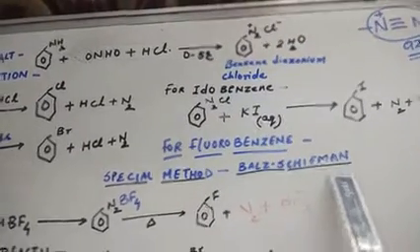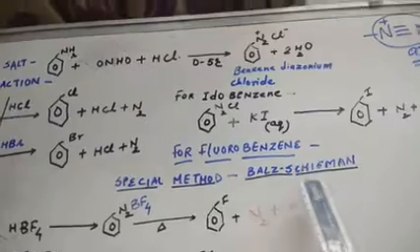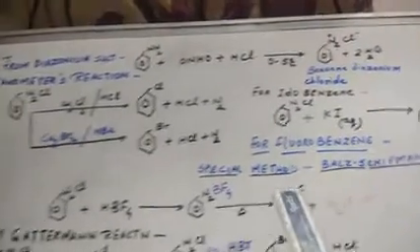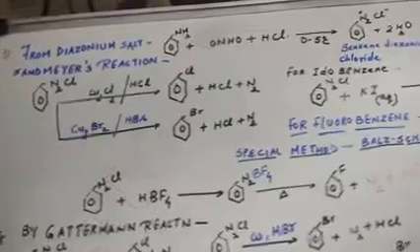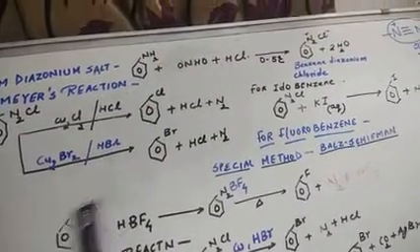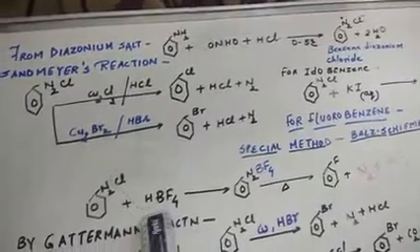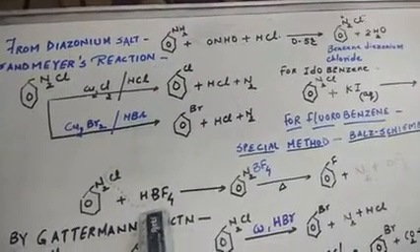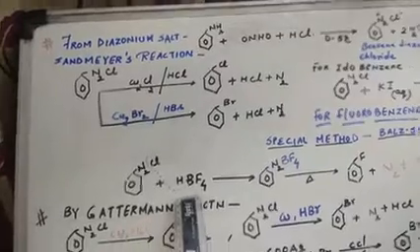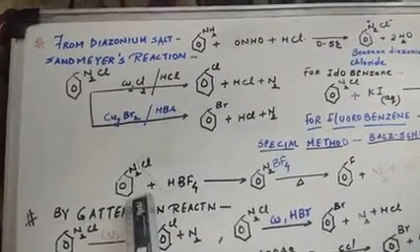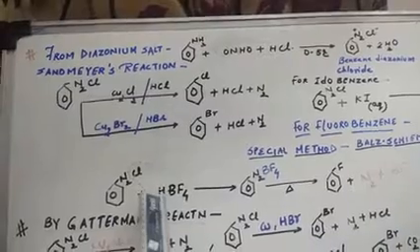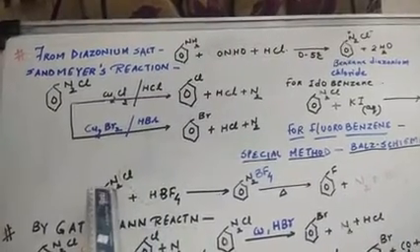Balz-Schiemann reaction, for the preparation of fluorobenzene, fluoroarene. What is done in this? Again, I am taking this diazonium chloride or diazonium halide and it is reacting with fluoroboric acid. This is HBF4, which is fluoroboric acid. When it is reacting with diazonium chloride, HCl is releasing out and this BF4 is getting attached with this N2.